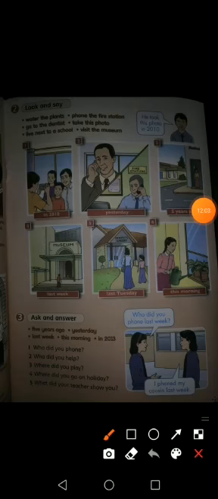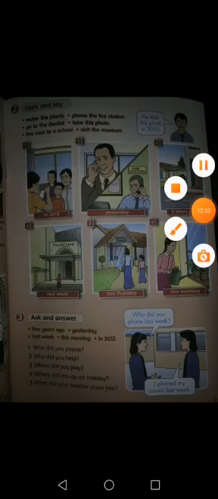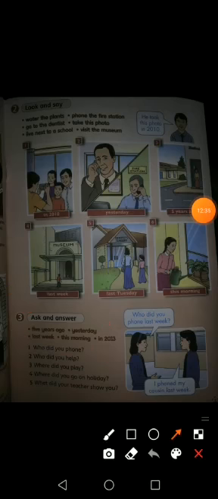So the next exercise, let's move to the next exercise. Ask and answer. Here we have 5 years ago, yesterday, last week, this morning, in 2013. So those are what? Those are keywords for past tense. Okay, so here we have also questions.